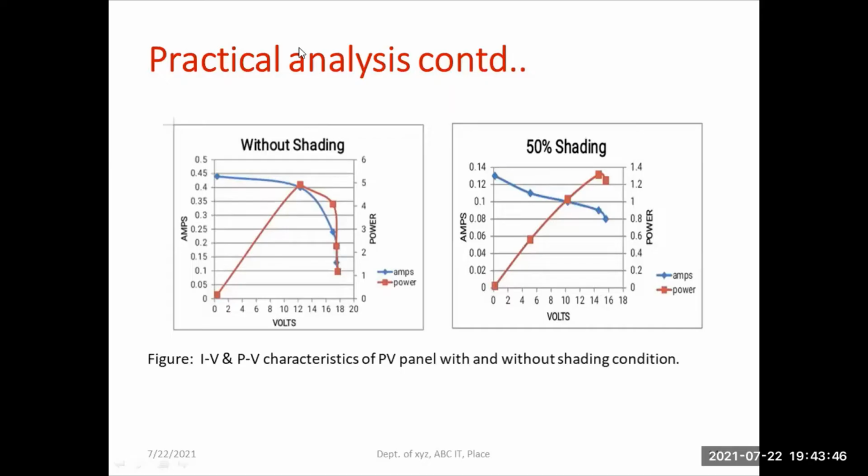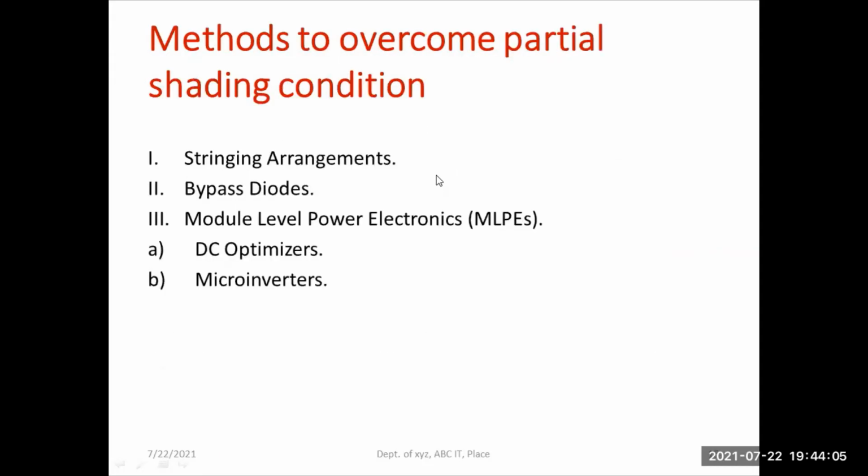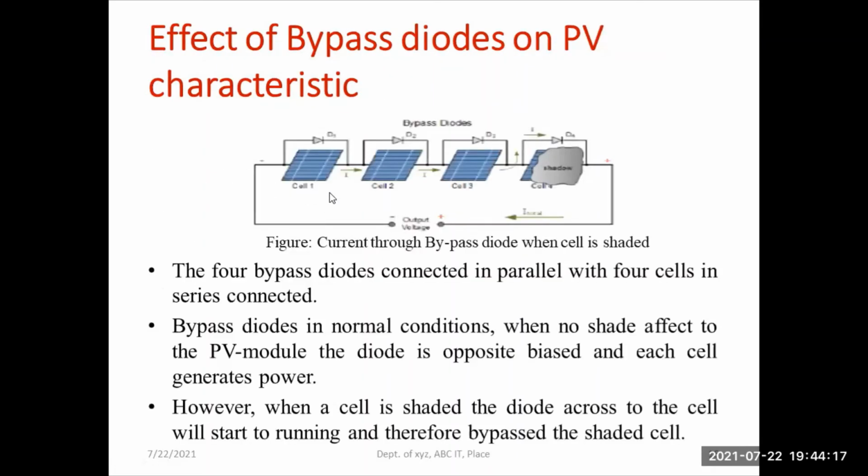The practical analysis can be done with the help of software like Excel or any type of documentation software like MS Office. You can plot the graph and display it. So for without shading and with 50% shading, you can have a suitable comparison. And also how to overcome the impact of partial shading. There are different methods. You have to mention methods like string arrangement, bypass diode, MLPE, then solar power optimizer.